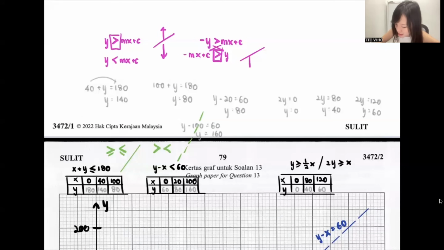So for this one, y less than, isn't it the bottom? Because you're on the sharp part. So that means y is lesser than.